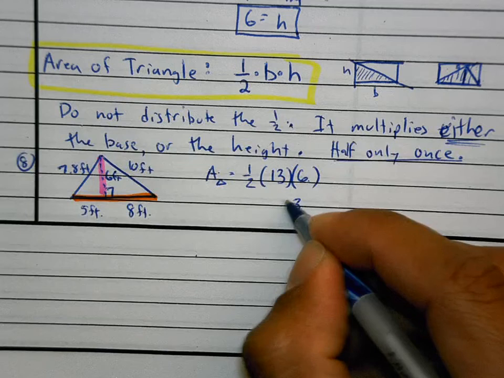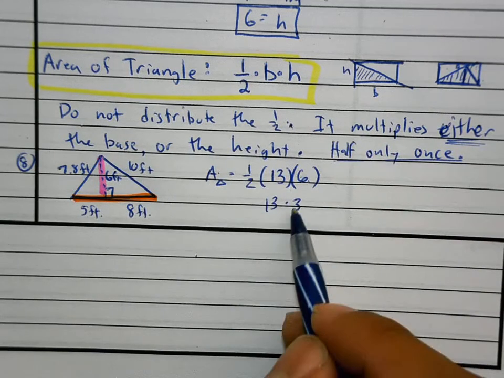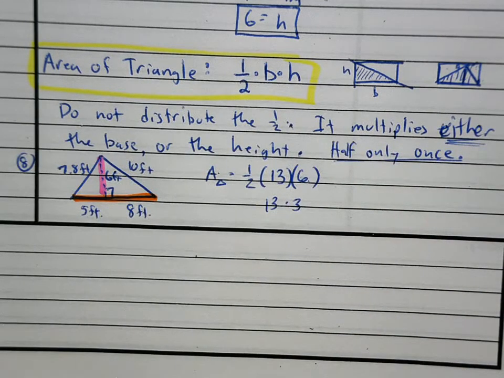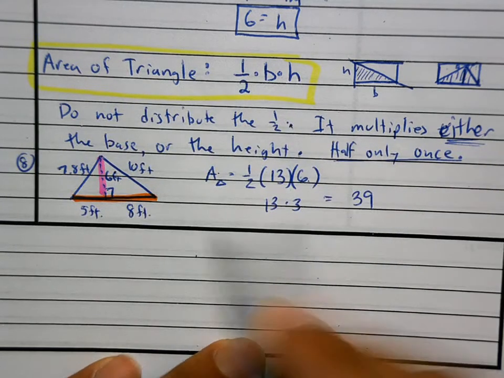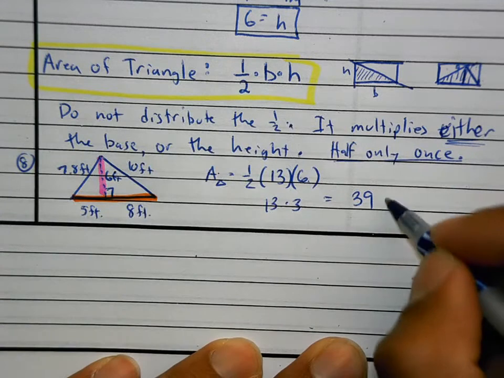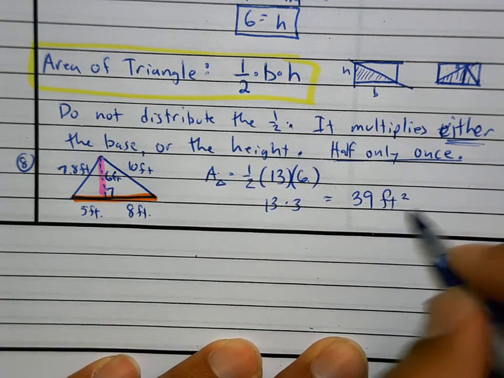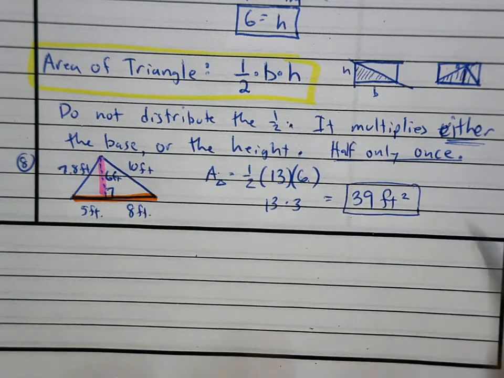And since you've done that once, now you just do 3 times 13. And some of you might be able to do that in your head. If not, do it on a calculator. And I'm getting 39. What are the units? Feet what? Squared. It's feet squared. That's what it should be.